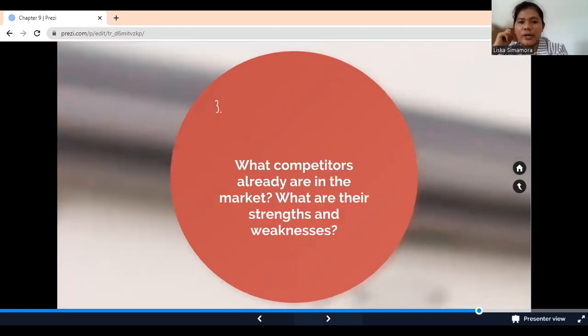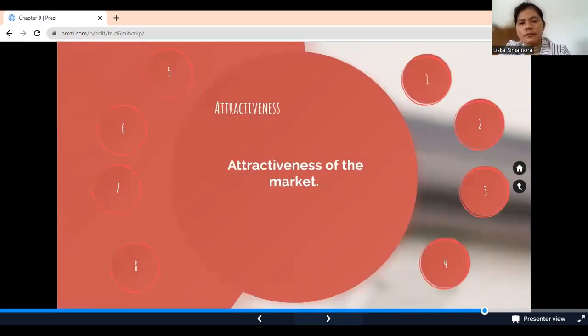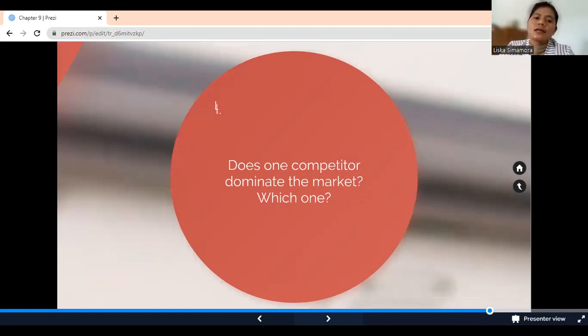And then, what competitors are already in the market? Okay. So you have to learn whether your competitor is nearby or maybe just one village from your spot. Okay. And what are their strengths and their weaknesses? For example, their strength is they offer good food, or they offer a comfortable room, a comfortable outdoor, a comfortable indoor. Then, does one competitor dominate the market?